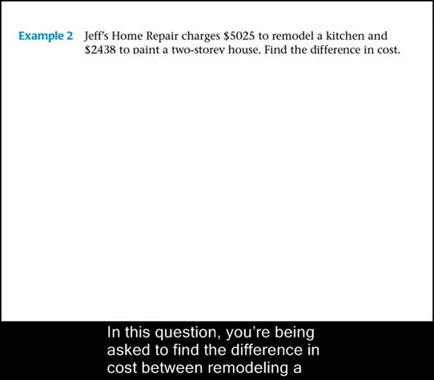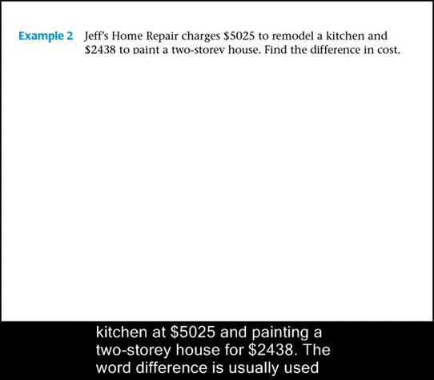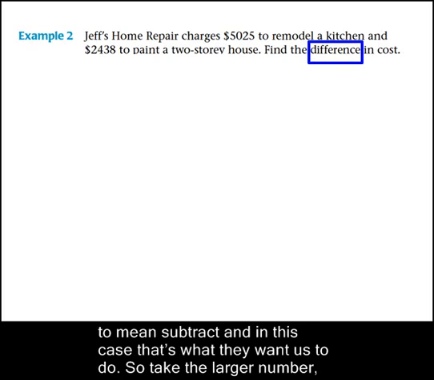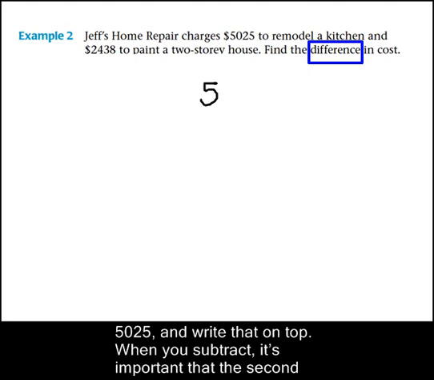In this question, you're being asked to find the difference in cost between remodeling a kitchen at $5,025 and painting a two-story house for $2,438. The word difference is usually used to mean subtract, and in this case, that's what they want us to do. So take the larger number, 5,025, and write that on top.